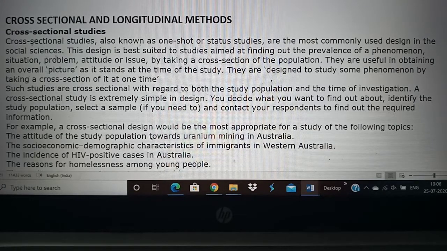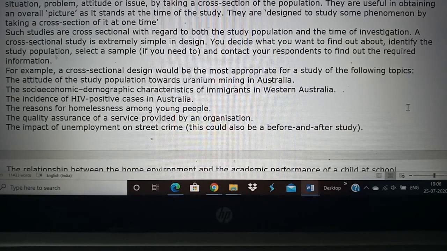Some examples of cross-sectional studies may be health related or non-health related. One example is the attitude of a population towards mining in Australia. These are just examples that I have taken. Forget Australia, you can actually replace it with India.